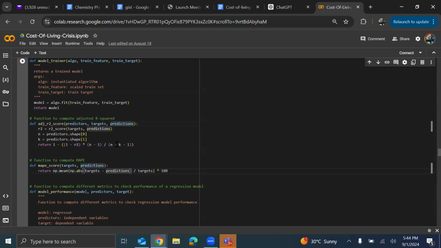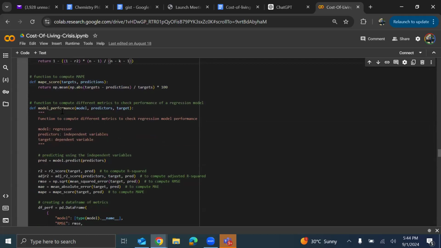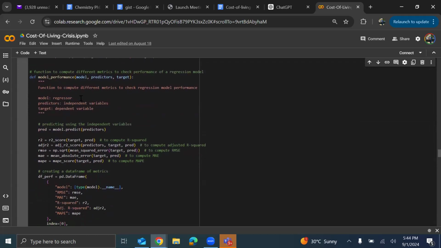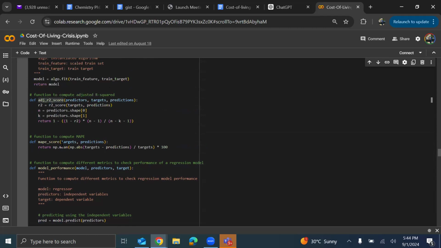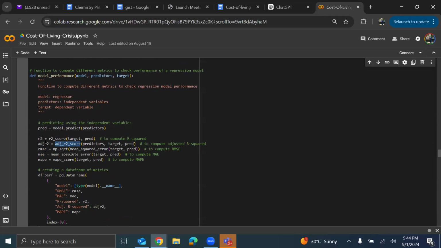Let's move forward. Okay, so then this model performance. The model performance is just a function that computes the metrics. It computes after making prediction from the model, right? So it has the prediction, and it's going to check the target and the prediction, right? Get score. Now we already have a function to calculate adjusted R squared, which is this, and you are calling it here to give us the adjusted R squared.